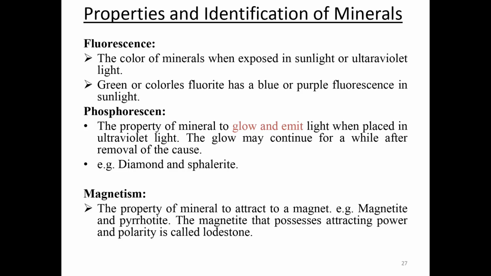Phosphorescence is the property of a mineral to glow and emit light when placed in ultraviolet light. The glow may continue for a while, for example diamond and sphalerite. Magnetism is the property of a mineral to be attracted to a magnet, for example magnetite and pyrrhotite. The magnetite that possesses attracting power and polarity is called lodestone.